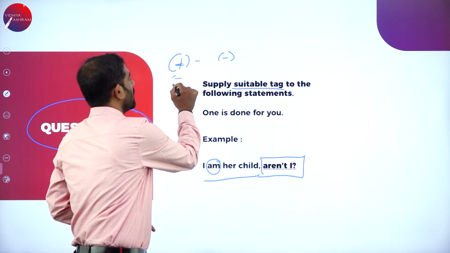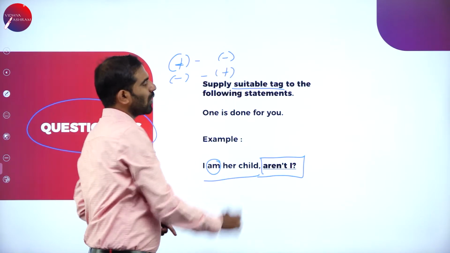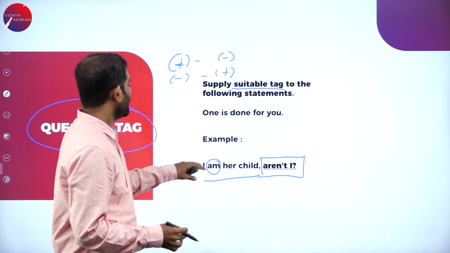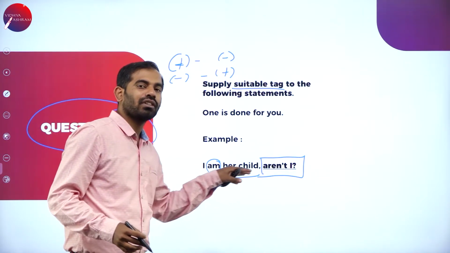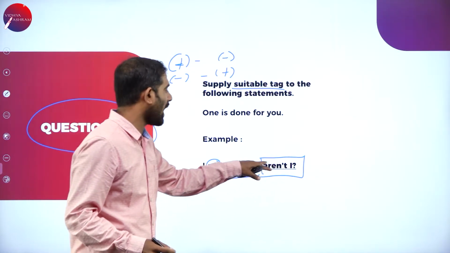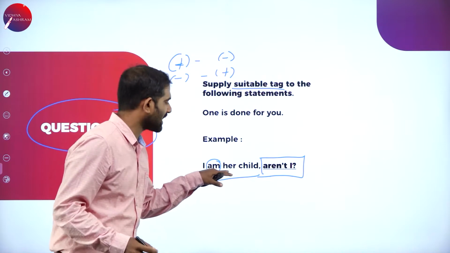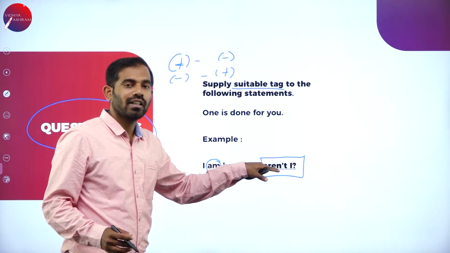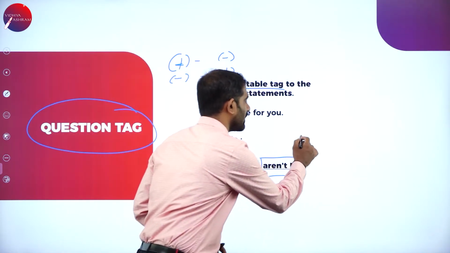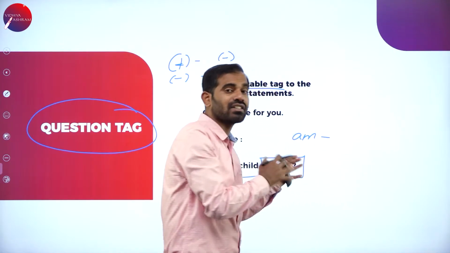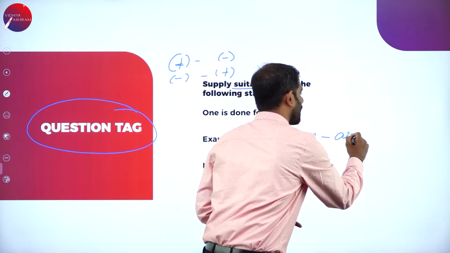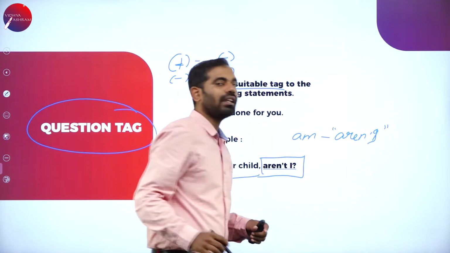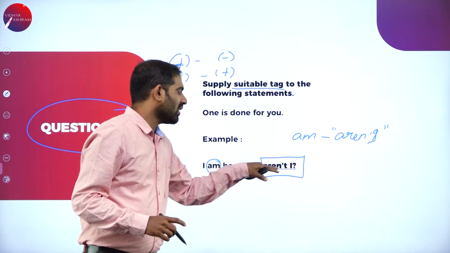If the sentence is negative, then the question tag changes to positive. This is the simple rule. Follow it. Now, coming back to this, am changes to aren't. It is a rule. Am will change to aren't I. So, according to this rule, the sentence is positive. I am her child. Aren't I? By heart it, store it in your head. This is am. If the sentence is positive, it is aren't I. Aren't I is the answer. I am a child changes to aren't I.